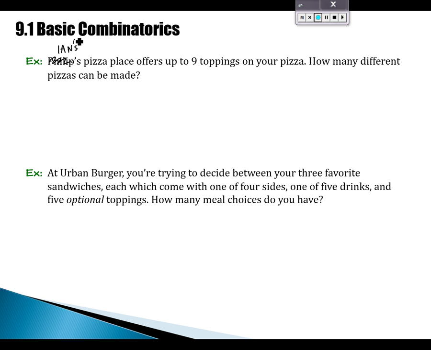I think we can do this. Are you ready? How many ways are there to make a zero-topping pizza? One way to do that. How many ways are there to make a one-topping pizza? Nine ways of doing that. How many ways are there to make a two-topping pizza? Nine choose two, right? How many ways are there to choose two toppings from among nine? How many ways are there to choose three toppings? Nine choose three. How many ways for four? Five, all the way up to, you could have all nine, right? You could be that person, okay?